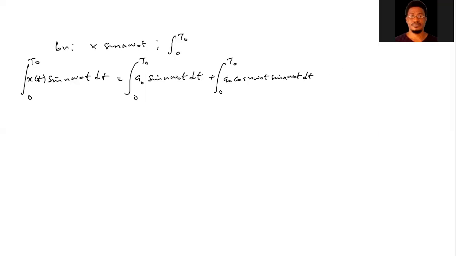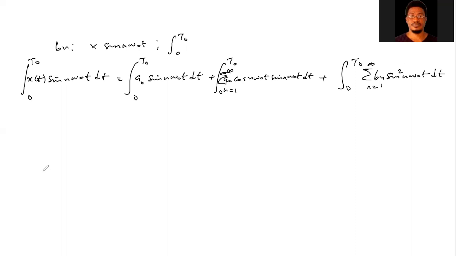Okay, let's move this upward. Then plus the integral 0 to T0 of sigma, sorry, there's a sigma here, for n taking on values from 1 to infinity. Then that will be b_n, sin(n ω0 t) times sin(n ω0 t) will give us sin squared(n ω0 t) dt.